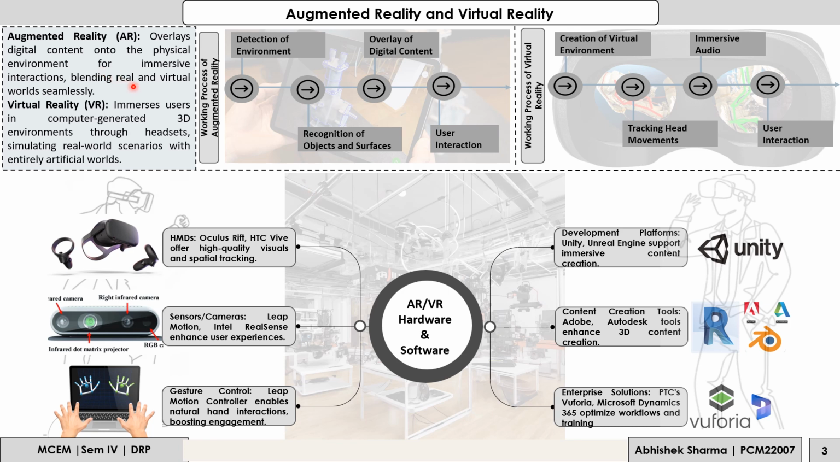This slide shows the AR/VR definitions. Augmented reality means the overlay of digital content onto the physical environment for immersive interaction, blending the real and virtual worlds seamlessly. Virtual reality means immersing the user in a computer-generated 3D environment through headsets. The working of augmented reality is done by detecting the environment, then recognizing the objects and surfaces, overlaying the digitally prepared content onto the environment, and then interaction with the user.